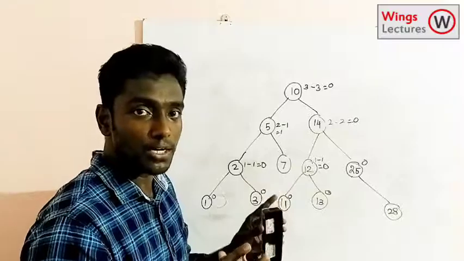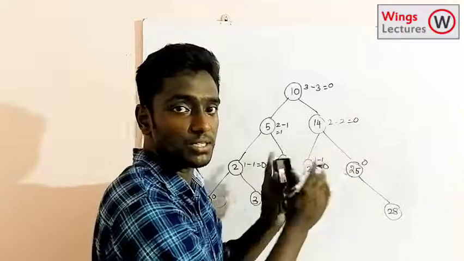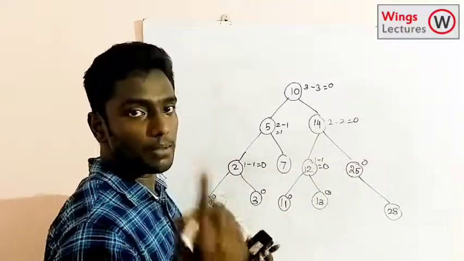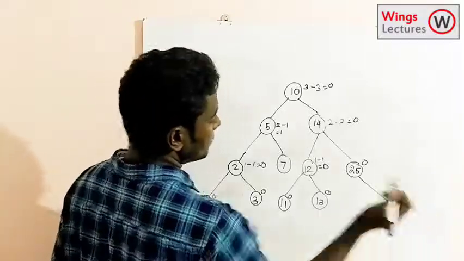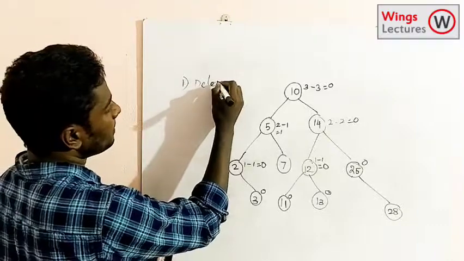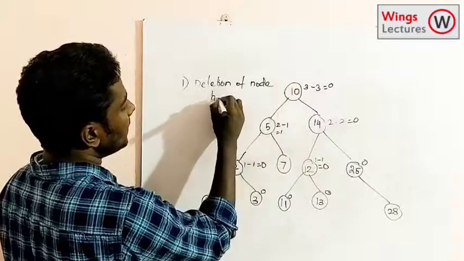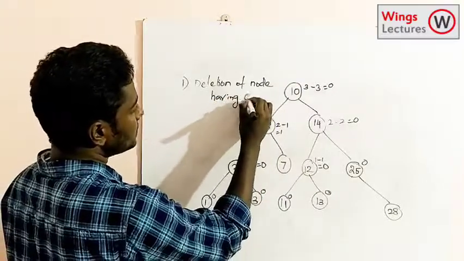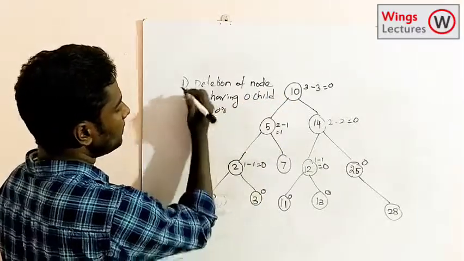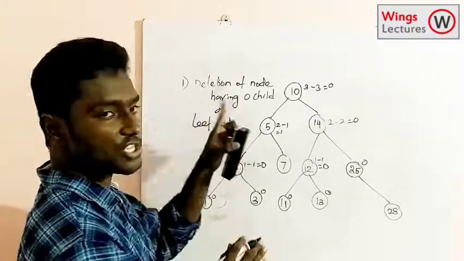So that is very important for each insertion as well as deletion. You have to check the balance factor of the tree, okay? So after deleting 18, because 18 doesn't have any child, I am applying the first method, okay? First, for your reference, I am writing this. First, deletion of node having 0 child, which means a leaf node. Deletion of leaf node.